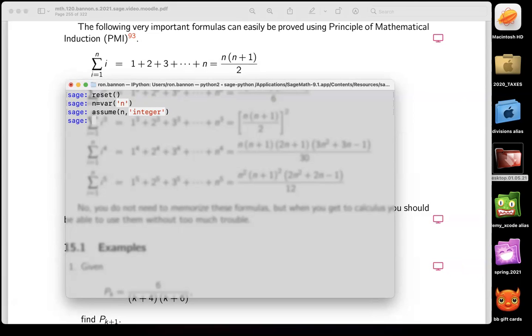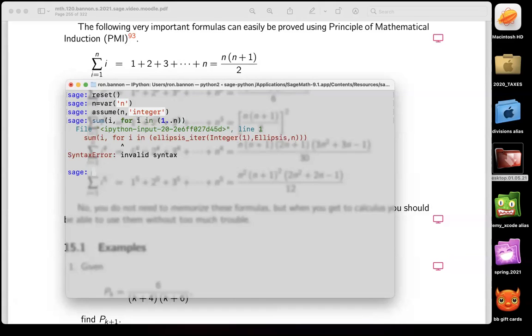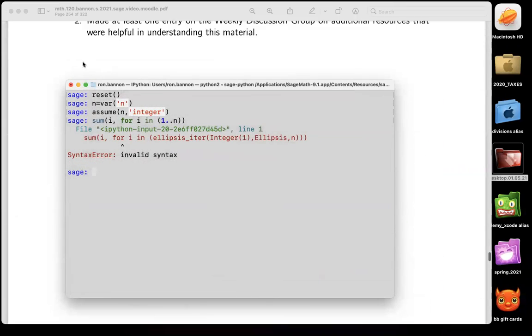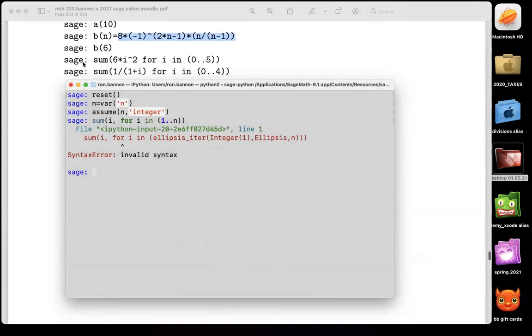All right. And then, I can say sum i for i in 1 ... n. See what happens. Oops, made a mistake somewhere. You know what? I think I did make a mistake somewhere. Let me take a look at what I did over here. I'm going to go back over my notes a little bit. Let's see, ellipsis, integer.